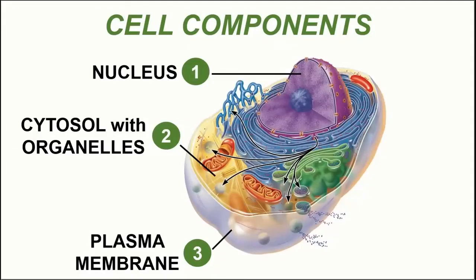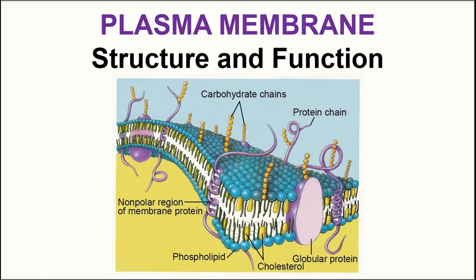So let's turn our attention now to the plasma membrane of cells. Recall that all cells have an external barrier that separates the intracellular environment from the extracellular environment, and that barrier is called the plasma membrane. In our discussion of the plasma membrane, we'll first look at the structure and then we'll discuss its function.